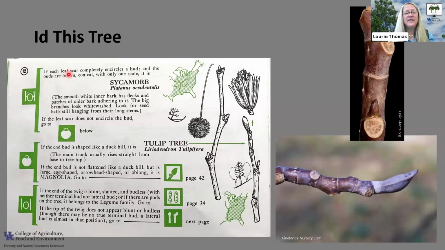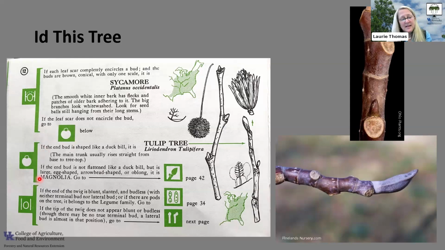So now it asks if the leaf scar completely encircles a bud and the buds are brown and conical with only one scale. So the leaf scar would be completely around the bud, and you can see it in this drawing right here, how that leaf scar goes all the way around the bud. Well, when we look at our leaf scar on our sample, it does not go around the bud. It sits clearly beneath the bud. So the next statement is if the leaf scar does not encircle the bud, go below. Well, we're going to go below because our leaf scar sits below the bud. It does not go completely around the bud. So we're going to go to the bracket below.